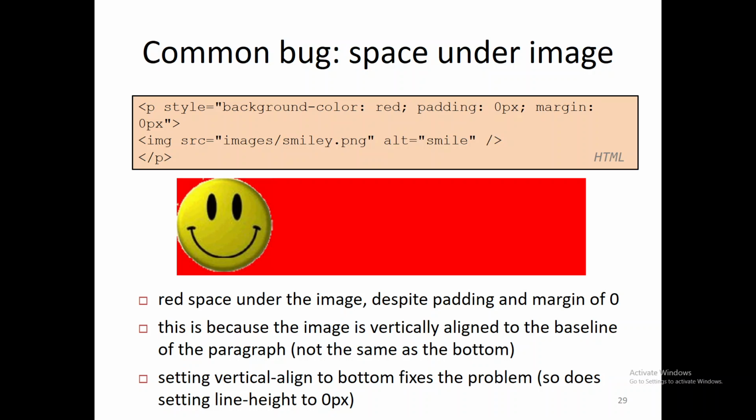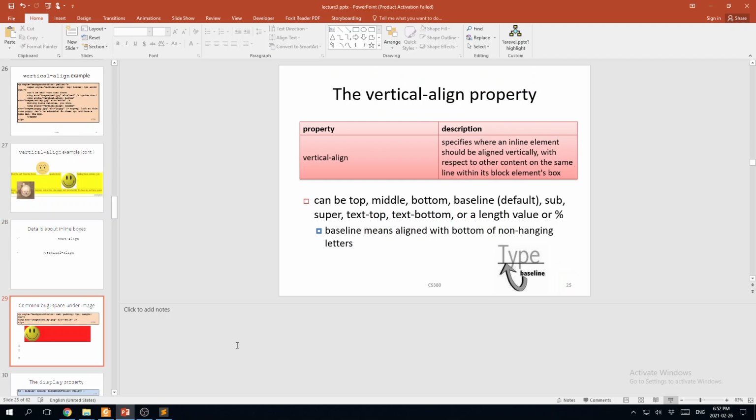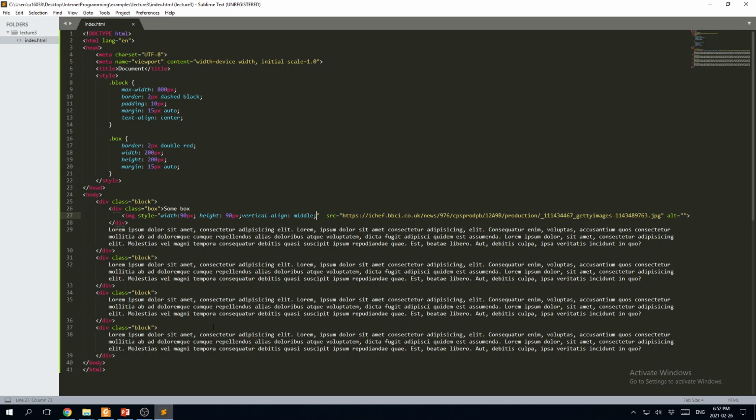The common bug here is that you wrap this image with a paragraph and set its background to, let's say, red, and then set the padding and the margin to 0 pixels. Let me do that for you. I want to show you that particular problem that many developers usually have. Let's get rid of this vertical align for a sec, and let me get rid of this text as well.